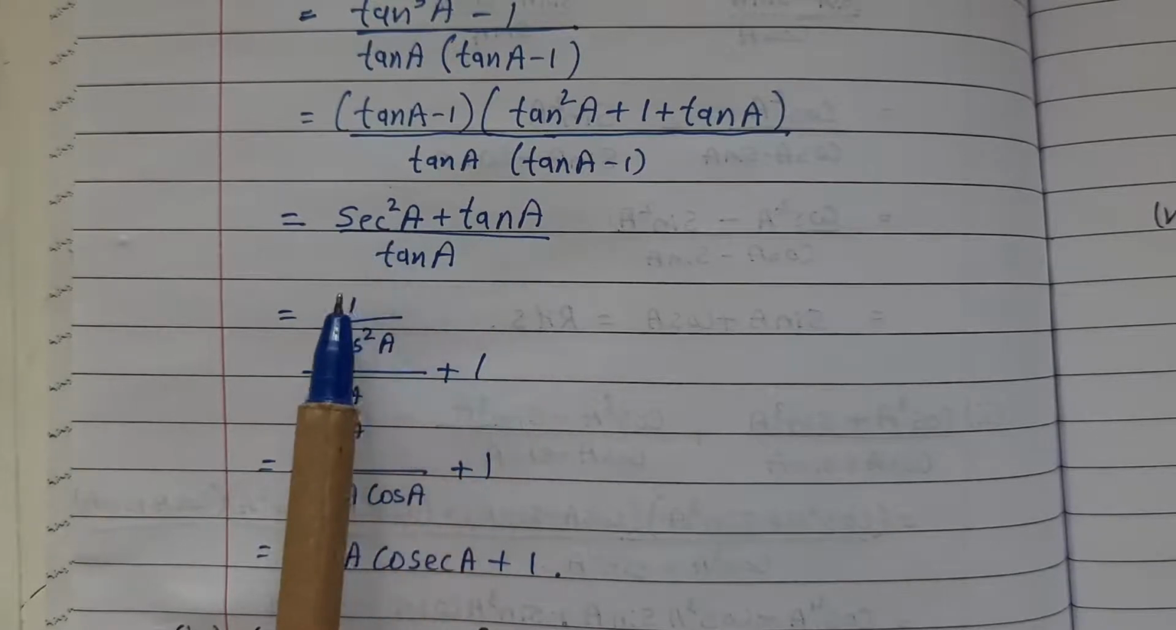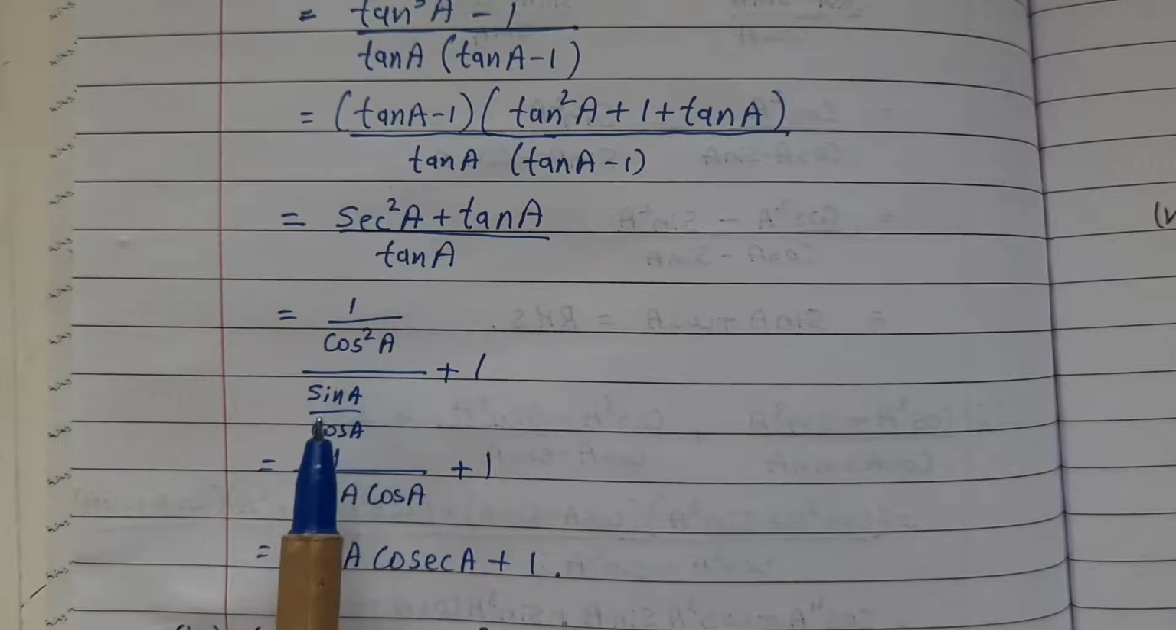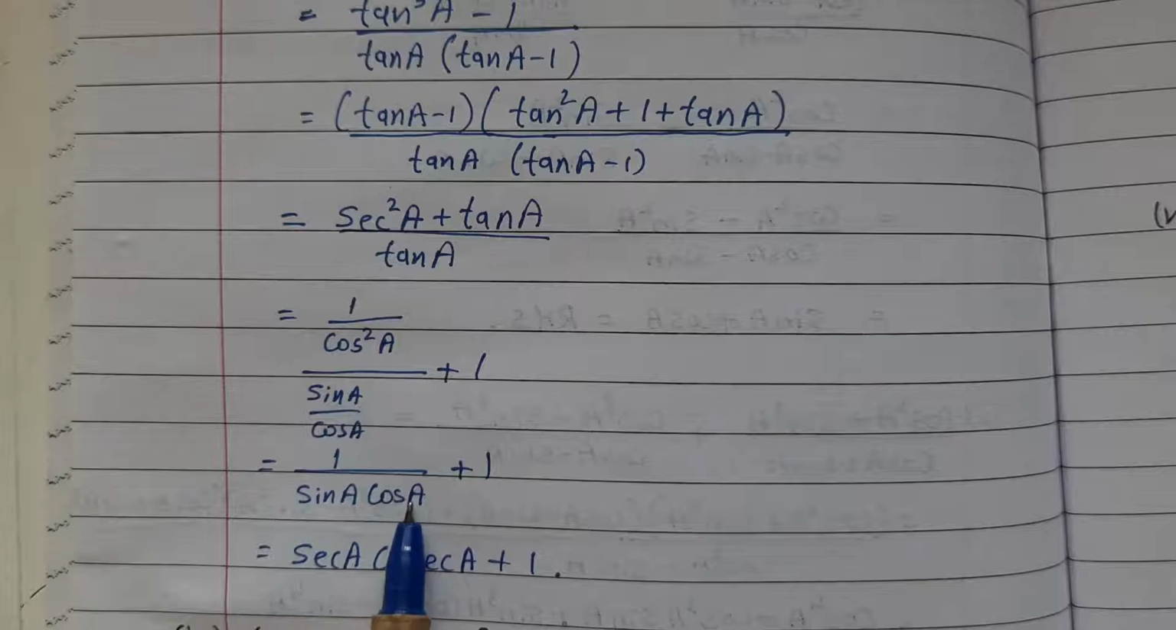Sec square A is 1 upon cos square A, tan A is sin A upon cos A. Therefore, cos A gets cancelled, equal to 1 upon sin A into cos A plus 1. 1 upon sin A is cosec A, 1 upon cos A is sec A. So, sec A into cosec A plus 1 equals the right hand side.